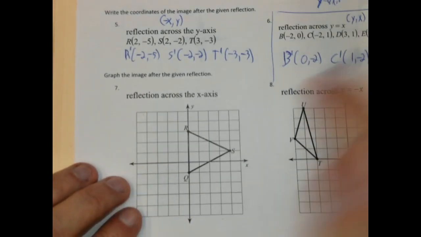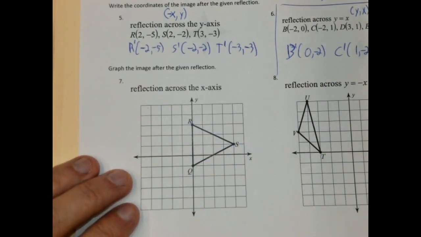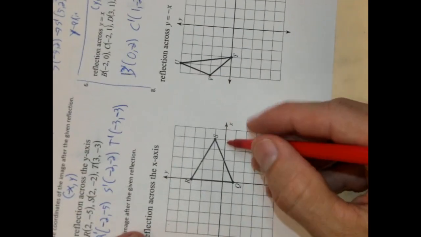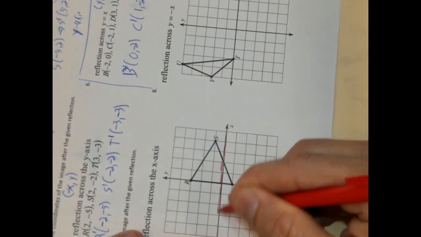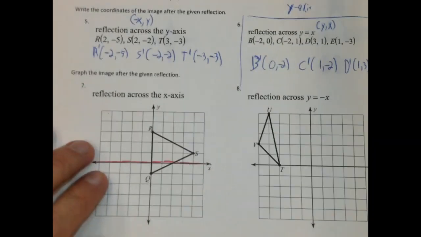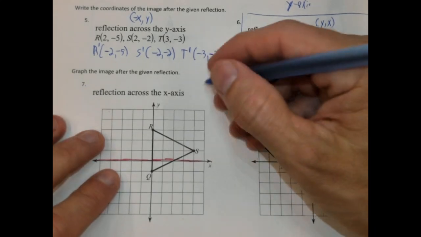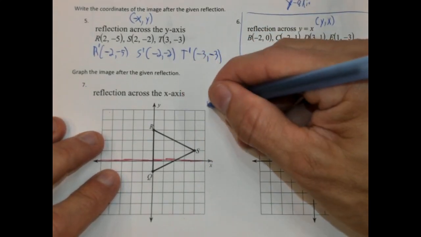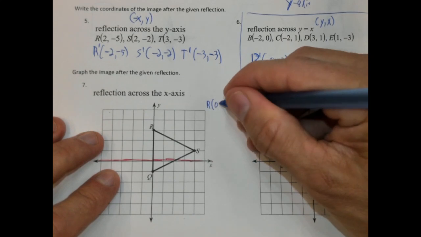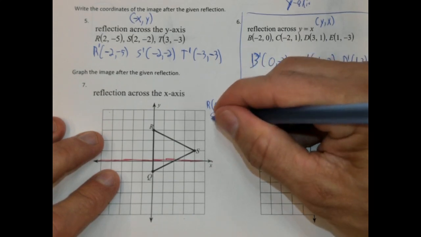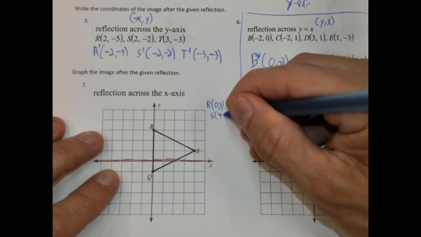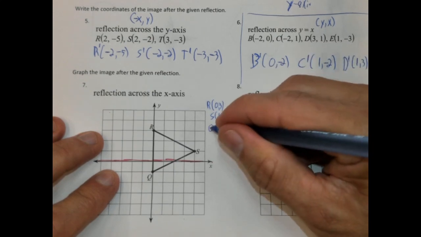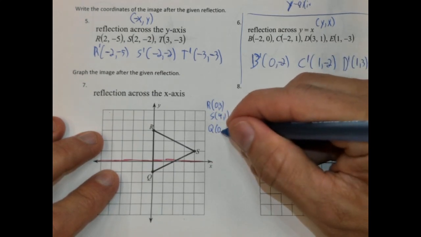Okay. Graph the image. Here we go. Reflect over the x-axis. So I'm going to highlight the line of reflection. There's our x-axis. And we know that the y values are going to change. So I'm going to go ahead and write the coordinates here. R is going to be 0, 3. S is going to be 4, 1. And Q is going to be 0, negative 1.